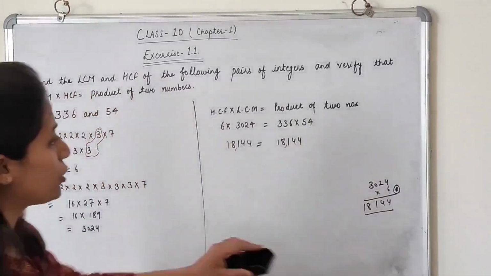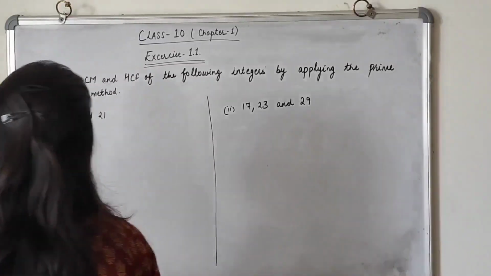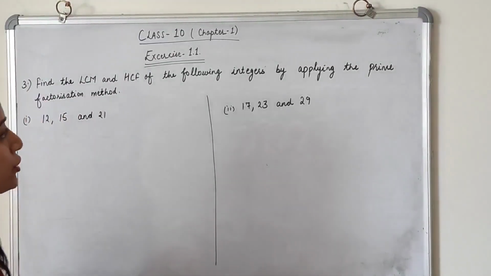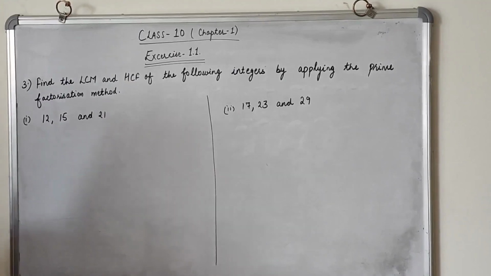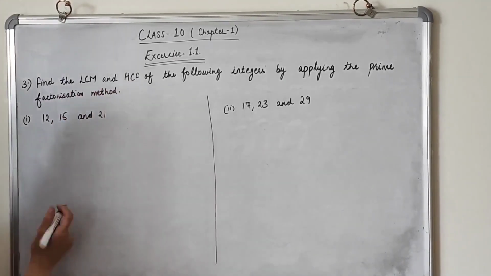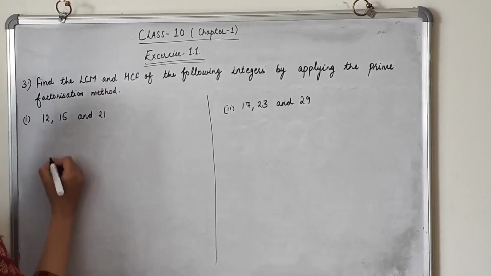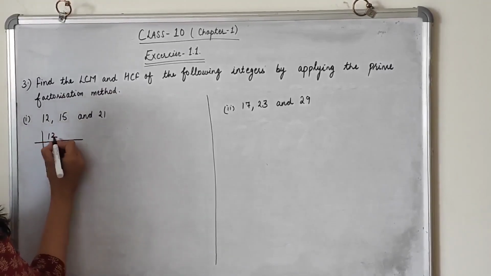So here is the verification of these two numbers. The next question is, find the LCM and HCF of the following integers by applying the prime factorization method. So you have to find LCM and HCF of these numbers, right? First find the prime factors of these numbers, 12, 15 and 21. What are the prime factors of 12?